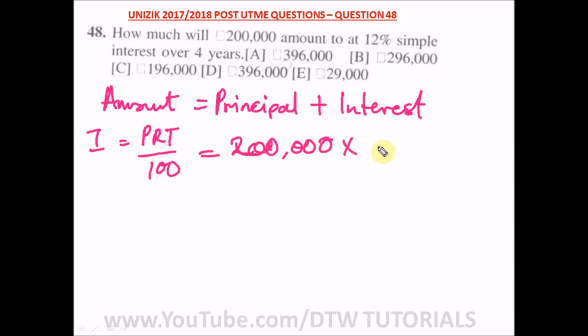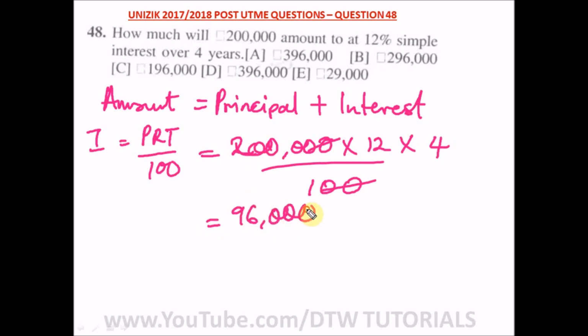Okay, times your rate. Your rate is what? 12%, and times your time, which is what? 4 years, divided by 100. Okay, this will cancel out. We're left with this times this. 12 times 4 is 48, and 48 times 2 will give us 96. So we have 48 times 2,000 will give us what? 96,000.